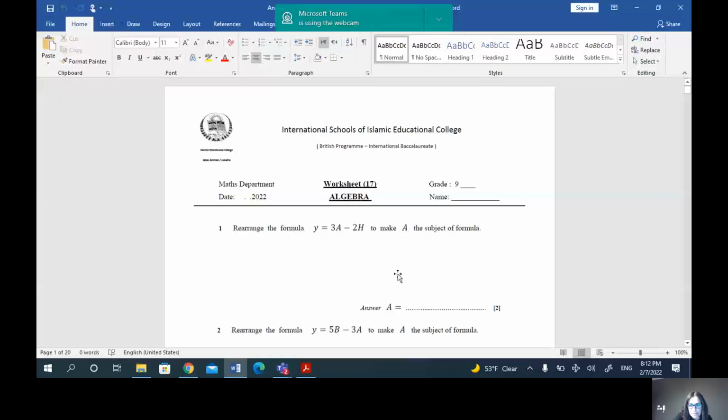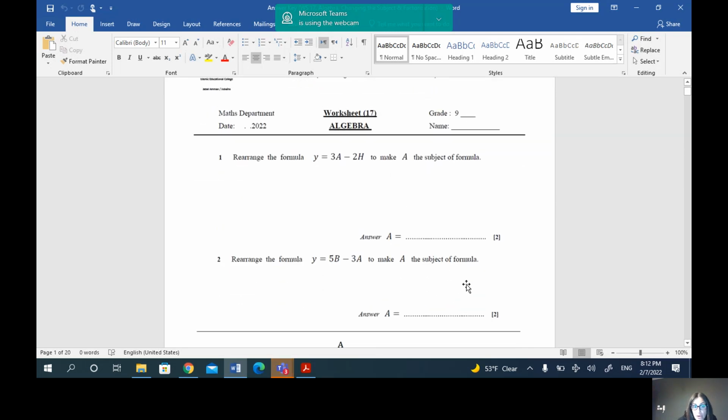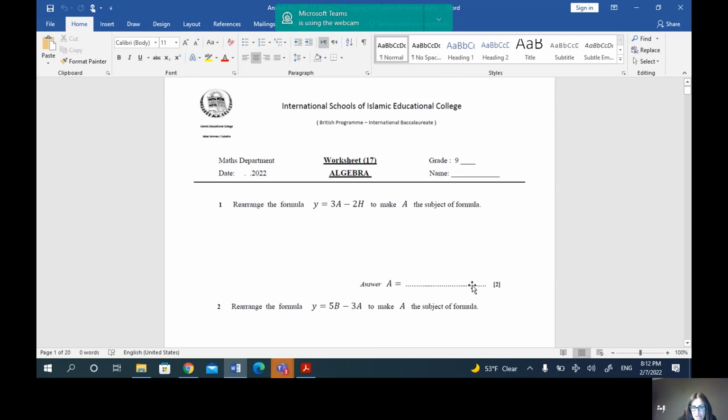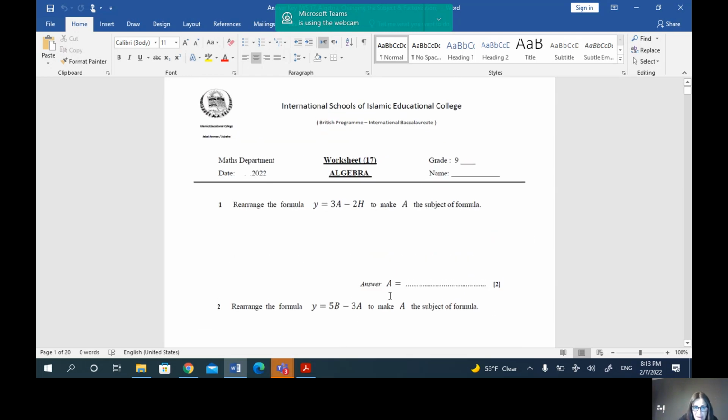I'm going to solve worksheet number 17, which is about algebra, and it's basically about changing the subject of a given formula as well as factorization. Today I'm going to solve the odd questions, so I'm going to start with question number 1 and skip the next one. Tomorrow I'm going to start with question number 2 and skip the odd questions. All right, so let's get started.